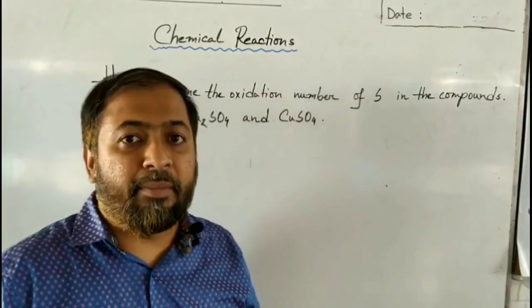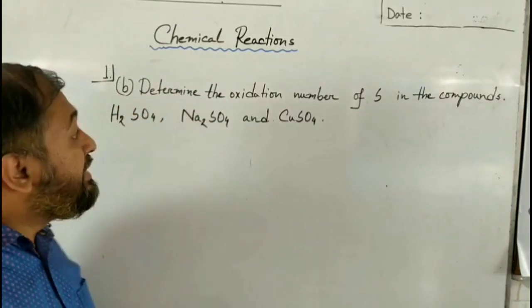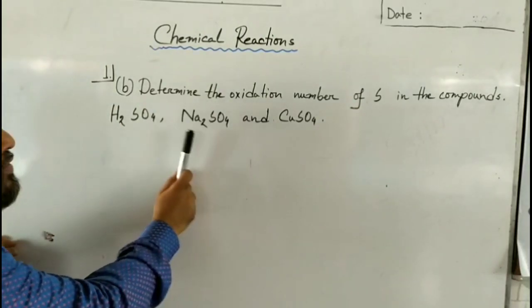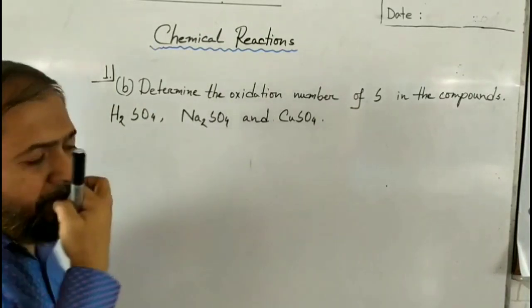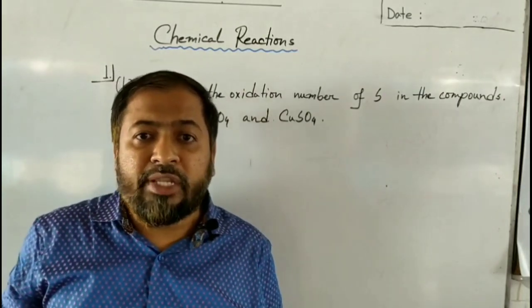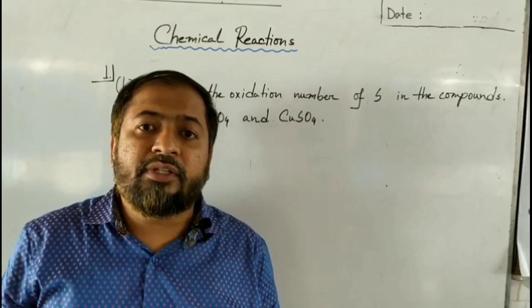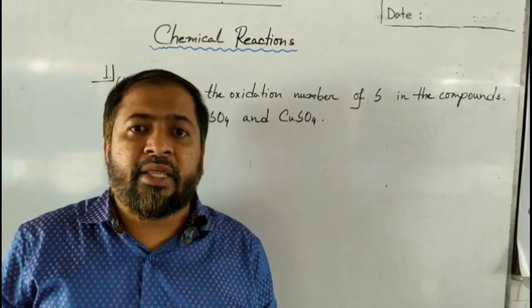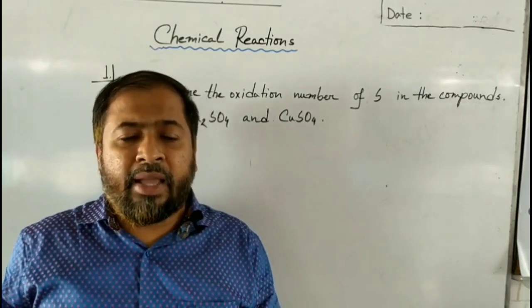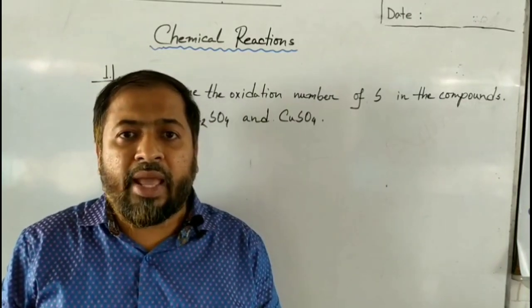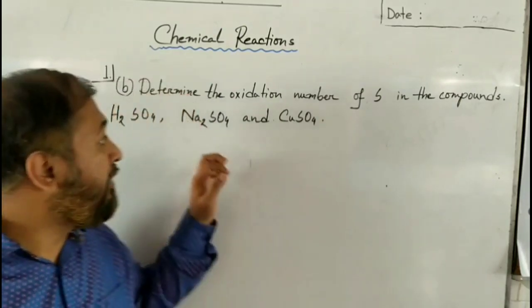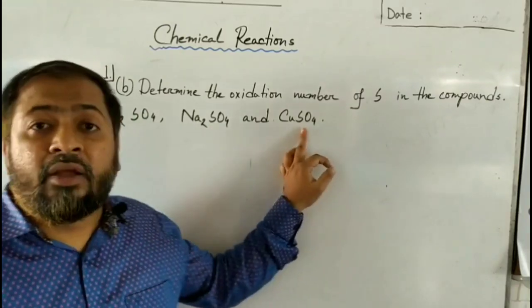Now come to question number b, which is: determine the oxidation number of sulfur in the compounds sulfuric acid, sodium sulfate and copper sulfate. Before determining the oxidation number in the 3 different compounds, first we need to know what oxidation number is. The oxidation number is a number which indicates the total number of electrons donated or received by atoms or ions. Now we are going to find the oxidation number of sulfur in these 3 compounds.